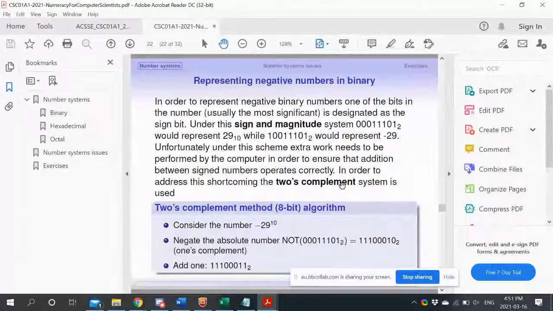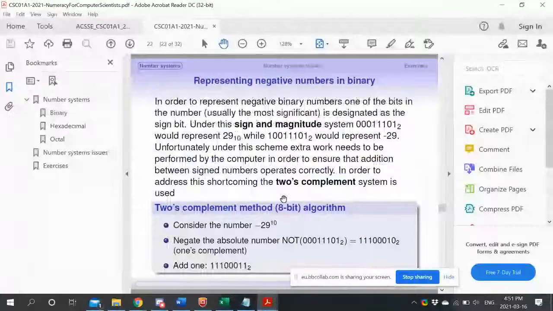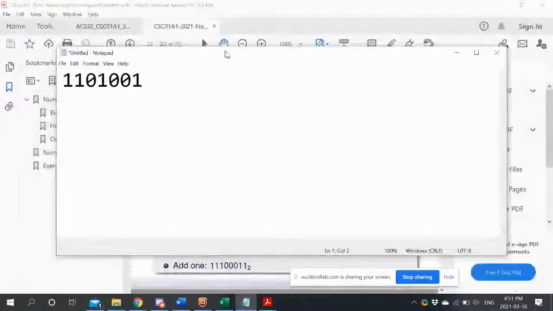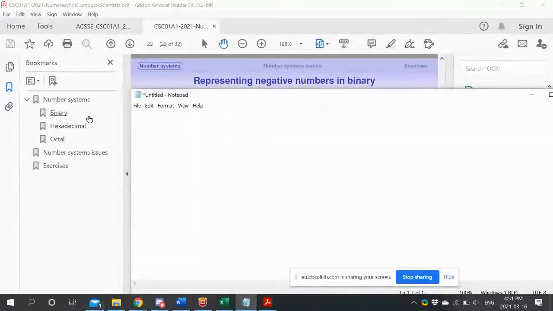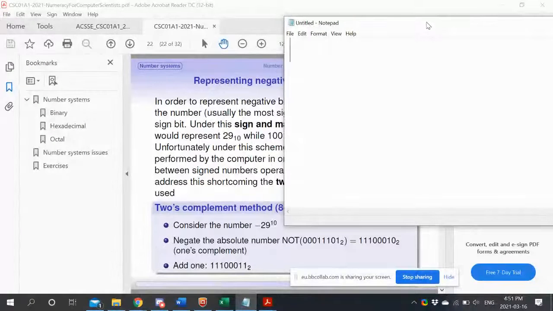The system we do actually use is one called 2's complement. So I'll discuss the mechanism for doing it before we go into the rationale of it. You don't really need to understand the rationale too deeply. So don't worry, if you can do it, we're happy, rather than necessarily the why, but I will discuss the why.